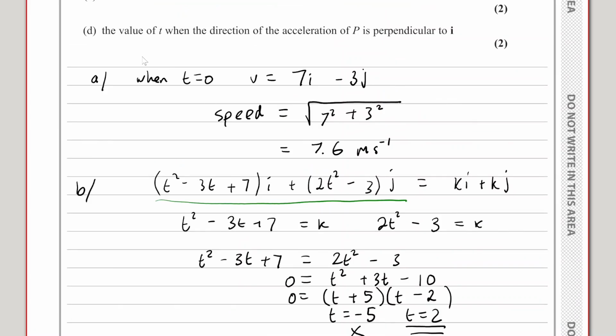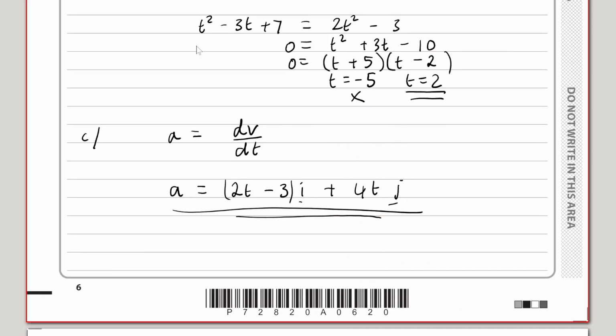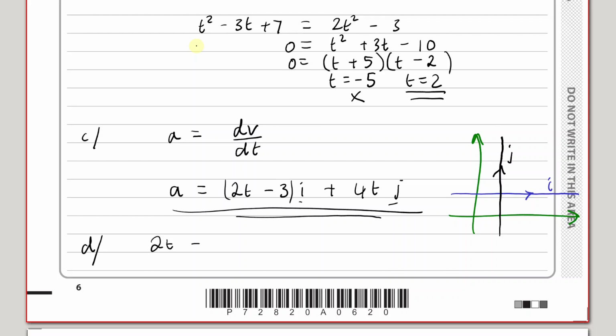Part D, find the value of t when the direction of the acceleration is perpendicular to i. So i is in the direction of the x-axis. If it's perpendicular to i, that means it's moving in the j direction. So the i component equals 0, it's only got a j component. So if the i equals 0, 2t minus 3 is 0. t is 3 over 2.